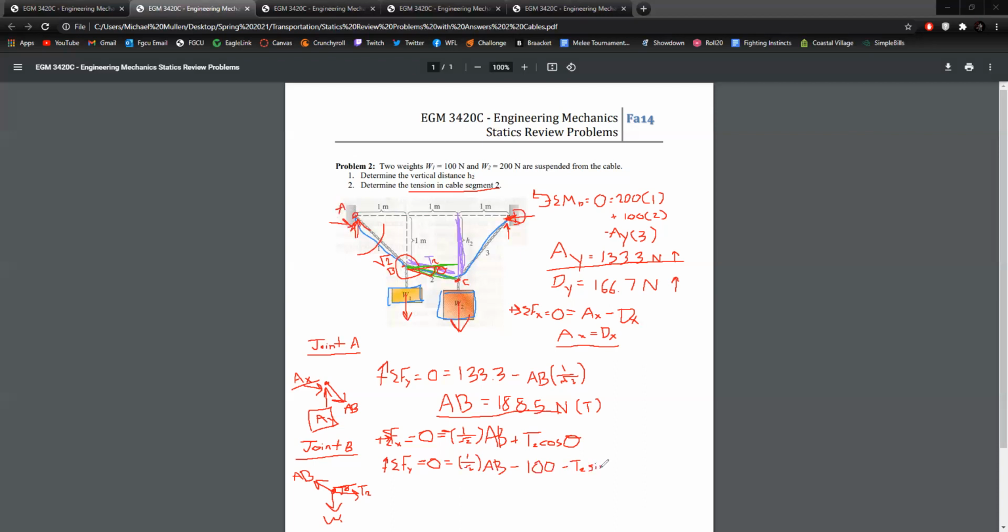sine theta. We use sine here because sine is opposite over hypotenuse. The opposite side from theta is going to be this vertical section here, giving us the vertical component of our T2.